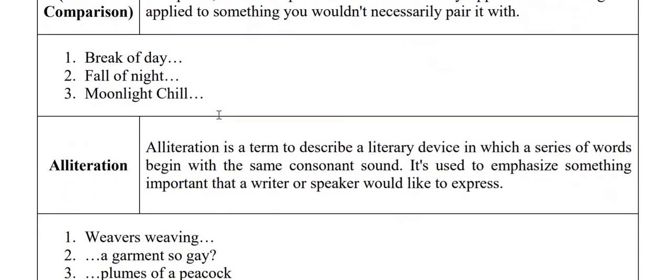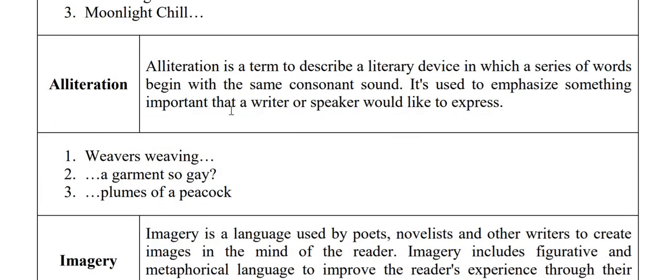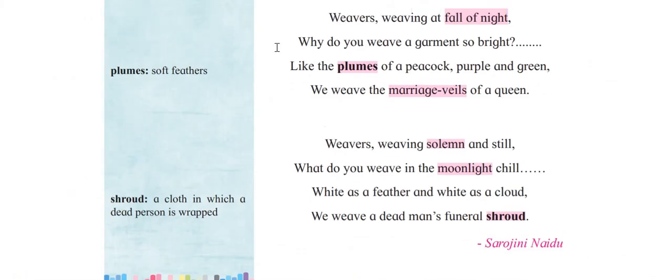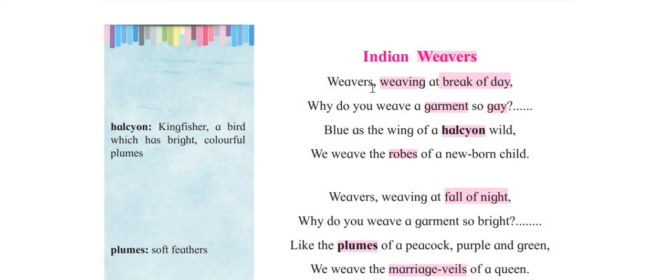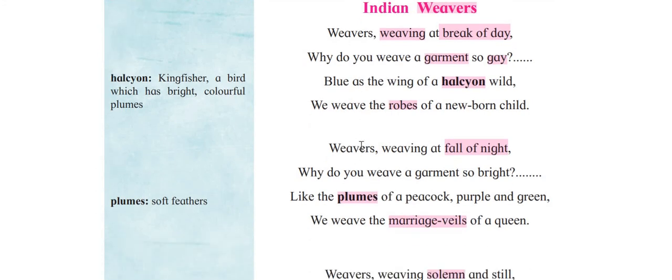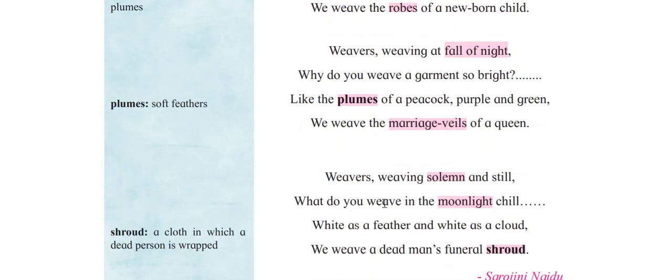Now we come to the next, alliteration. Whenever a consonant sound is repeated, we call it alliteration. It is a term to describe a literary device in which a series of words begin with the same consonant sound. For example, surely, cells, seashores. So weavers weaving, there are many examples here. The sound of W is repeated, weavers weaving. Then again, weavers weaving at fall of night, weavers weaving solemn still, S is repeated.